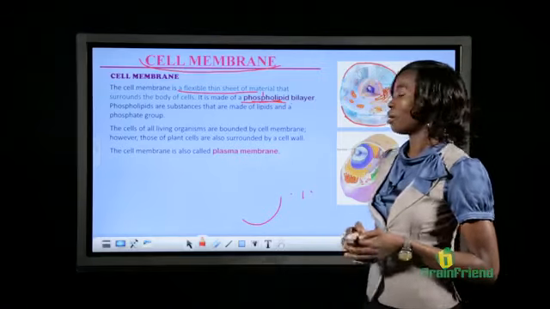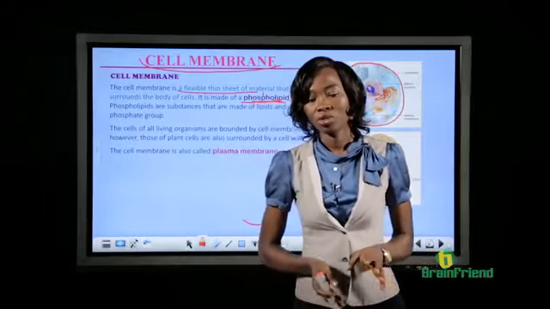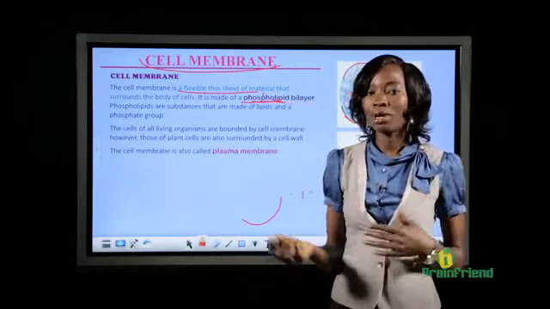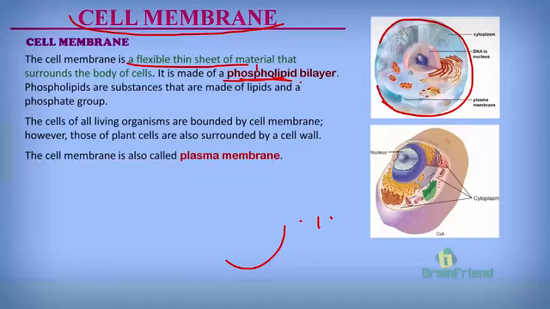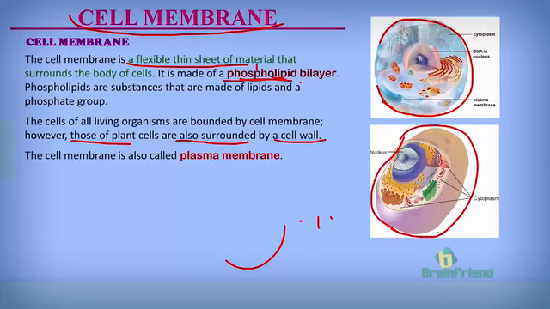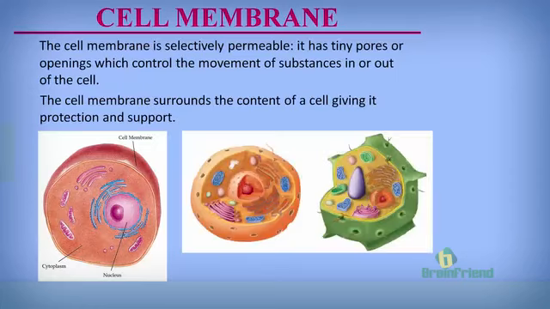Cells of all living organisms are bounded by the cell membrane. So you have cell membrane in plant cells, animal cells, bacteria, and so on. However, the cells of plants are also surrounded by a cell wall. So in plant cells, in addition to the cell membrane, there is a cell wall. So when you view a plant cell through the microscope, the membrane you should see is the cell wall. The cell membrane is also called plasma membrane. Don't forget, it is also called plasma membrane. The cell membrane is selectively permeable.